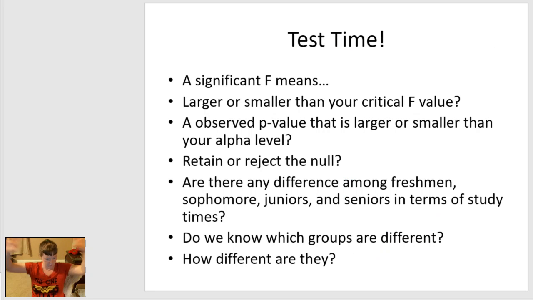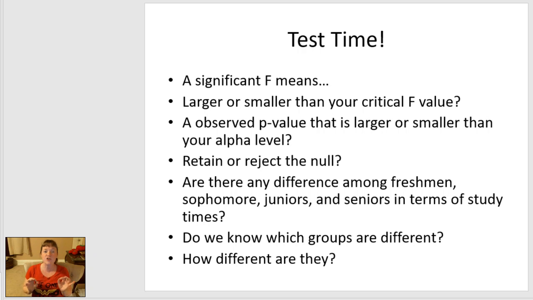So, test time. If you get a big F statistic, bigger than what? Bigger than the critical value, then it means you're going to have calculated something with all of those steps that was bigger than the critical value. That means p is going to be small. That means you're going to reject the null hypothesis. That means you're going to say there is a difference somewhere among your groups. Now, you don't know which groups are different from each other. You don't know how different they are, but you know at least 2 of them are different from each other, right?